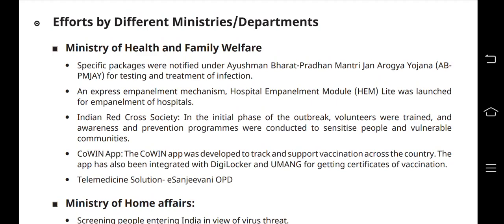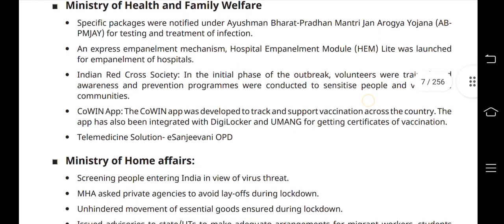Indian Red Cross Society: In the initial phase of the outbreak, volunteers were trained and awareness and prevention programs were conducted to sensitize people and vulnerable communities. CoWIN app: The CoWIN app was developed to track and support vaccination across the country. The app has also been integrated with DigiLocker and Umang for getting vaccination certificates, and with the telemedicine solution eSanjeevani OPD.